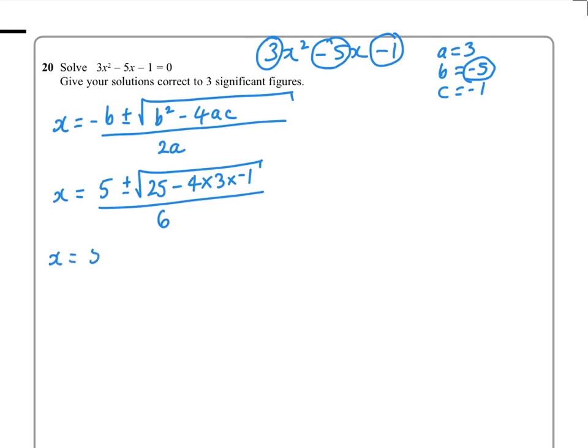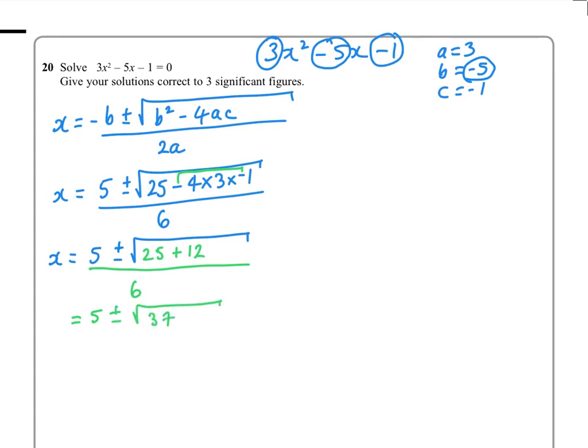So very carefully work out what's inside the square root sign, otherwise known as the discriminant, which some of you may know as the discriminant, b squared minus 4ac. So be very careful here. A negative times a negative at some point will be positive, so you'd have 25 plus 12 here, all divided by 6. So you'd have 5 plus or minus the square root of 37 all over 6.